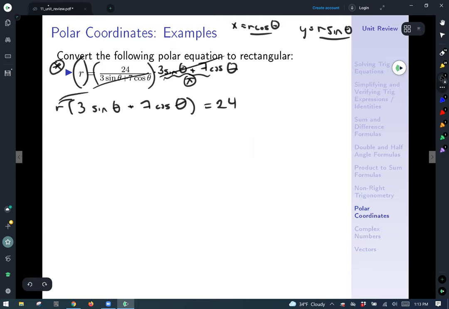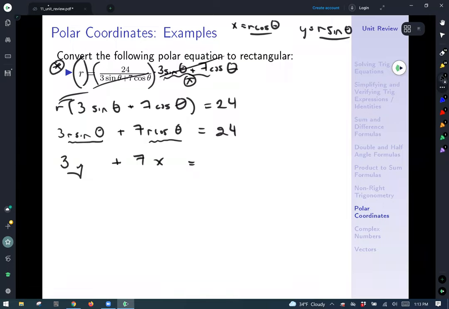Let's distribute that r through. 3r sine of theta, there was the trick, plus 7r cosine of theta, and there it is again. Now we've got those r's and those trig functions together, as underlined in the upper right-hand corner. That is 3 times y plus 7 times x, because r sine of theta and r cosine of theta are y and x respectively, is equal to 24, and we did it. We got rid of all the r's and thetas and turned them into x's and y's, and so we're now living in a rectangular world.